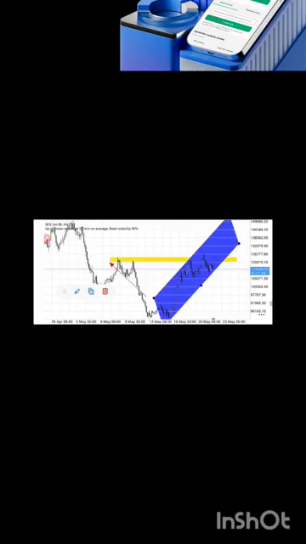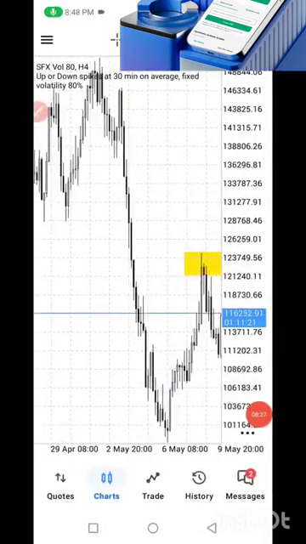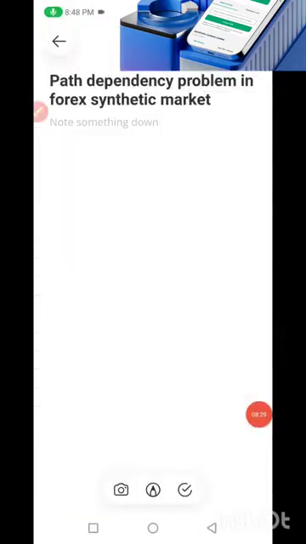So trying to sell this market at this resistance is a waste of time. It's not going to sell. Yes, there will be some reaction, but those reactions are not due to the resistance. They're actually due to the inherent or underlying characteristics of that part. So the topic we are discussing right here is the path dependency problem in the Forex synthetic market.